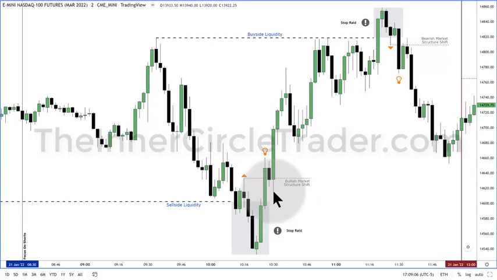That's pretty neat, isn't it? Well, price starts to run where? Above the highs where buy stops would be here, above this high here, and above this high here.